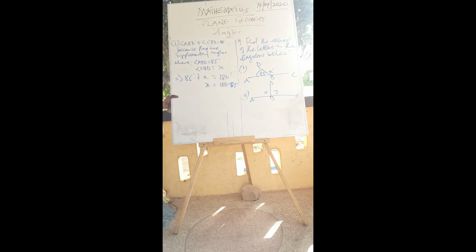So as you can see, these are the angles I have listed here on the board. So 85 plus x equal to 180. So x will be equal to 180 minus 85, to give you 95 degrees. Therefore, x equal to 95 degrees. So that is the solution to this.